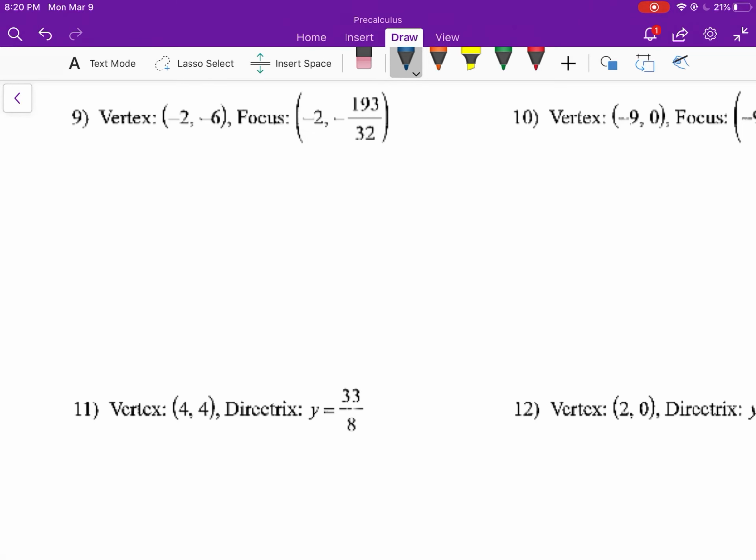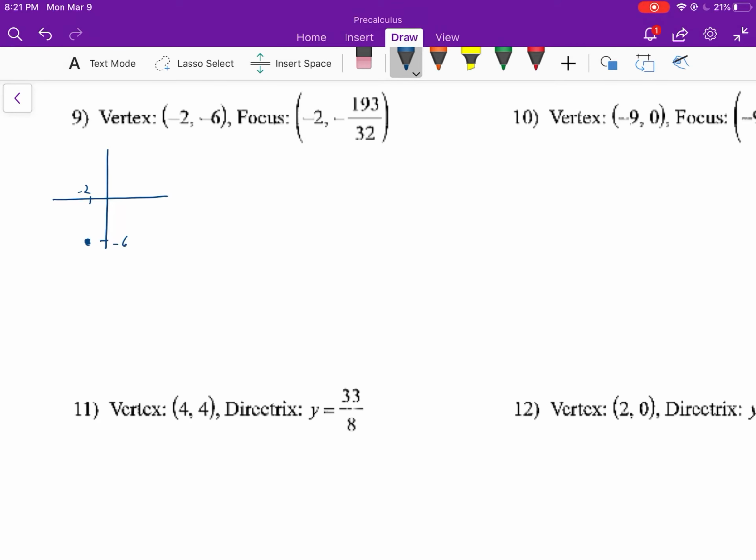So we're going to remember that as we come over to this question here. We have a parabola that has a vertex at negative 2, negative 6. Oftentimes I'll do just a sketch of this. So negative 2, negative 6 is the vertex. And we also know the focus.